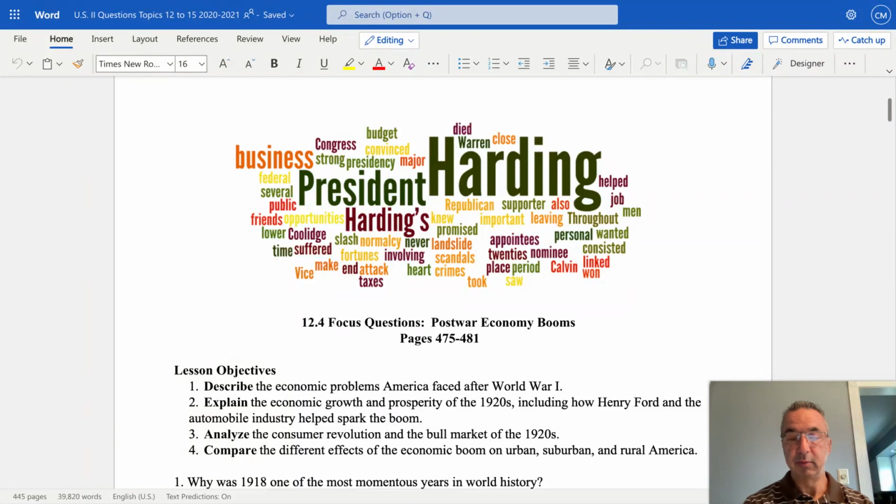We'll analyze the consumer revolution. We'll look at the bull market, meaning the stock market that went up during the 1920s. We'll compare the different effects of the economic boom on urban, suburban, and rural America.